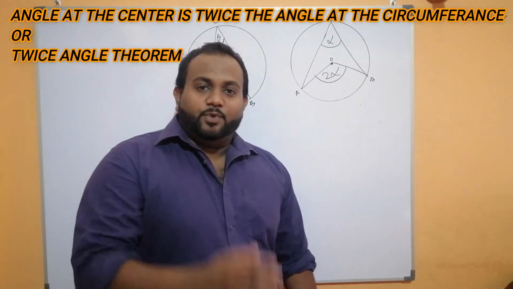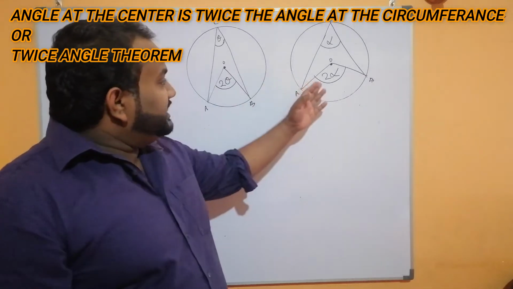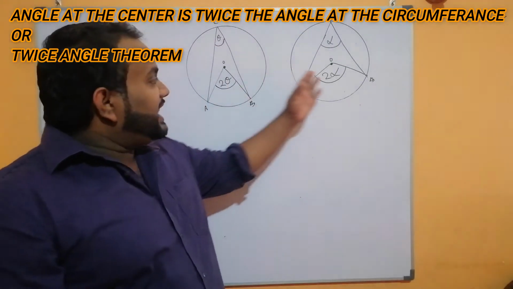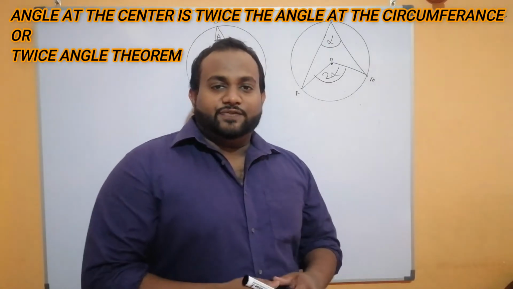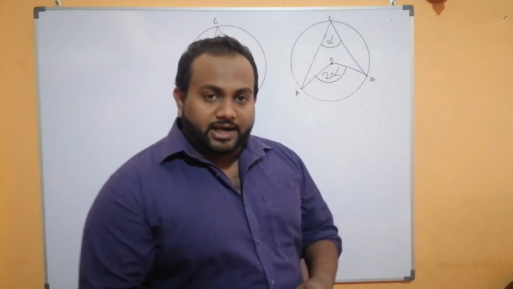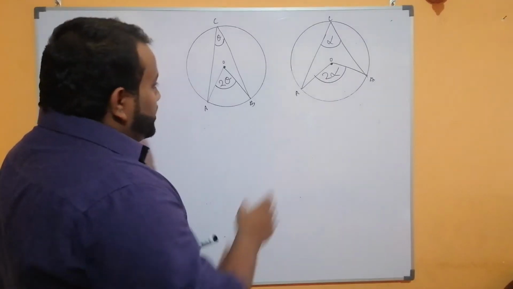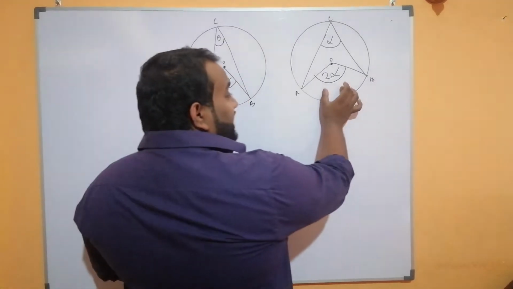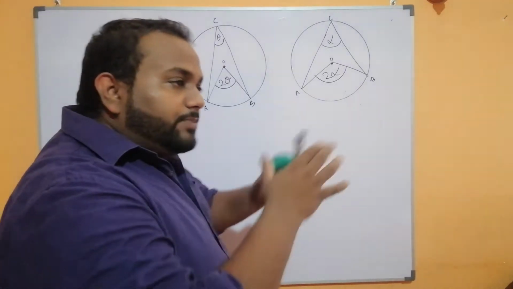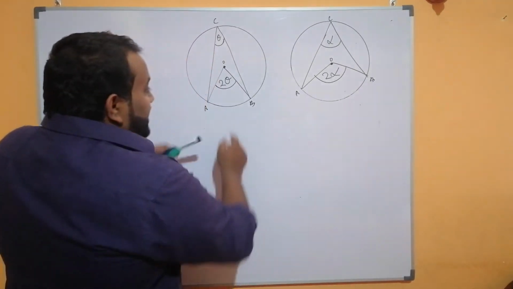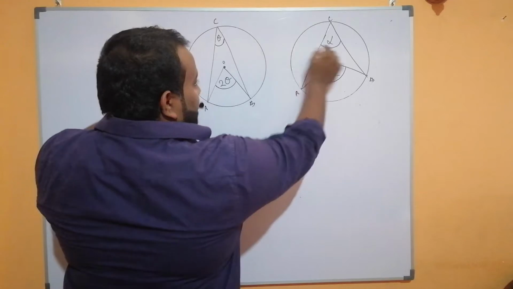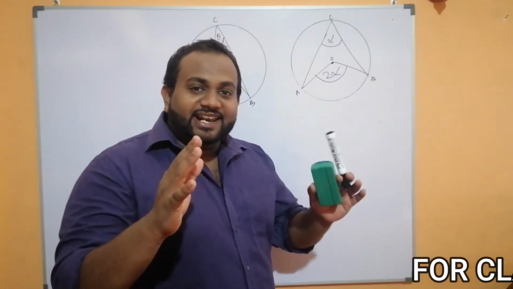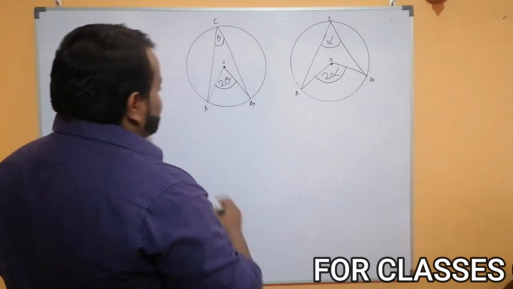Twice angle theorem, or angle at the center is twice the angle at the circumference. These letters theta and alpha are just used for explanation purposes only. Now let's look at the diagram. You see that the angle here and the angle here, they are different. My objective is to teach you that even though this angle or this angle change, the theory remains the same.